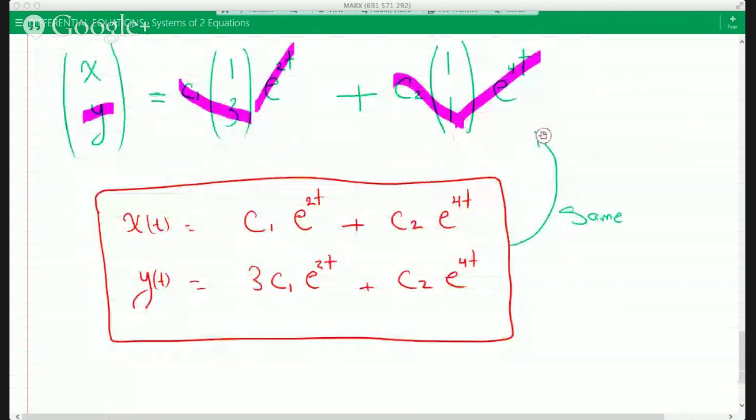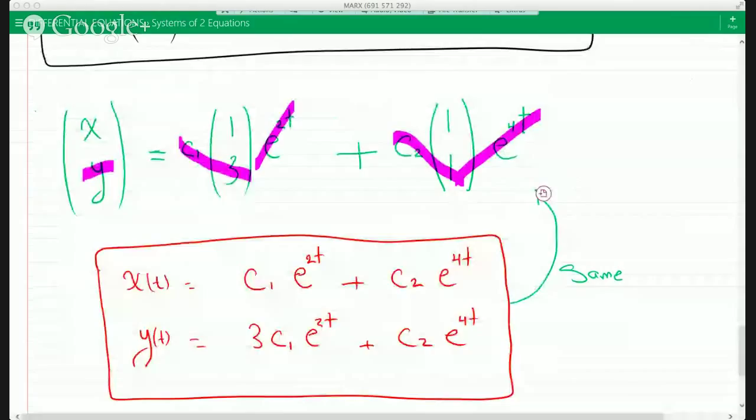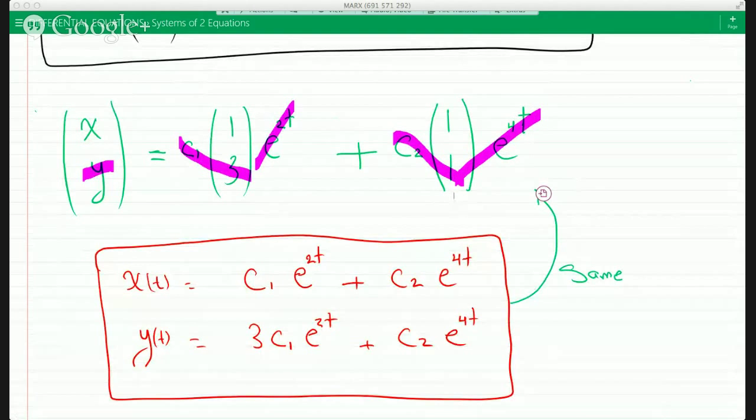All right. Questions on that? So those are the coefficients of t, you mean the 4 and the 2? Those are the eigenvalues, and (1, 3) and (1, 1) are the eigenvectors.